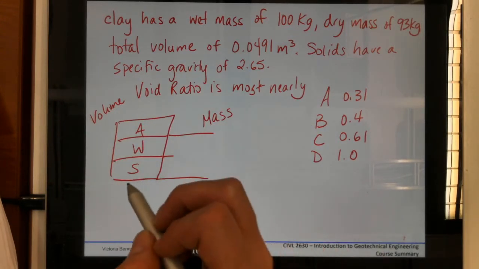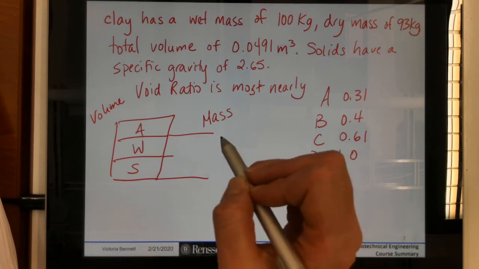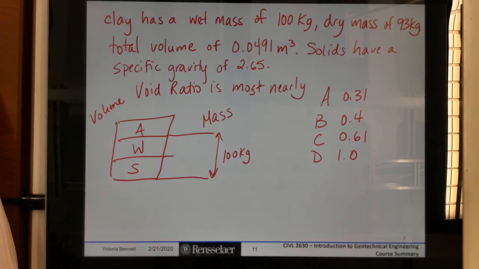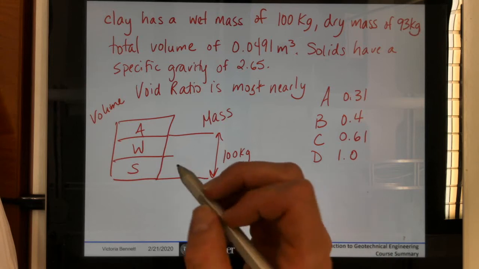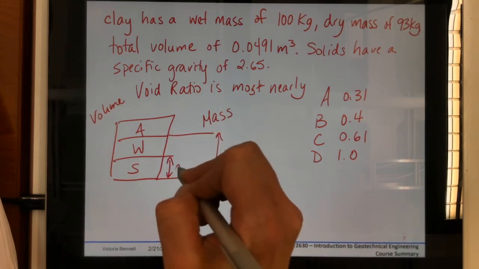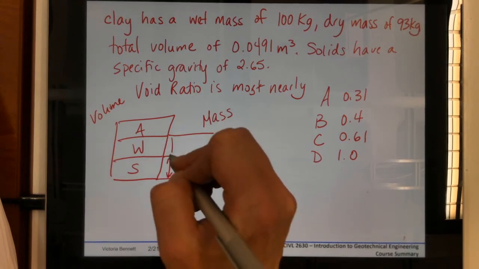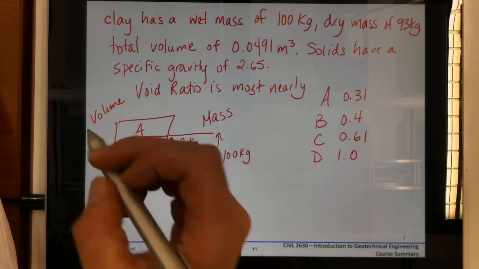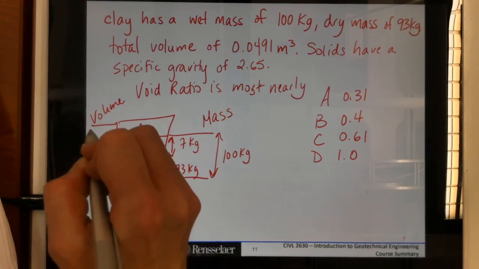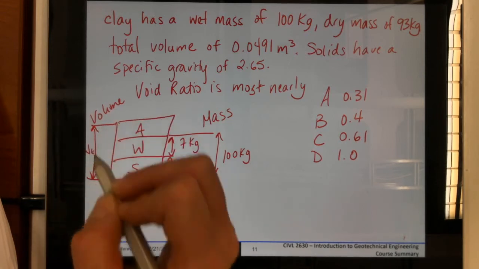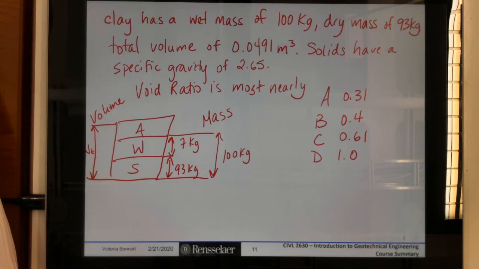So you have a given 100 kilograms of wet mass. That's the total mass on the right side. You have dry mass of 93. So you have 7 kilograms of water. We're given the total volume of 0.0491 meters cubed.